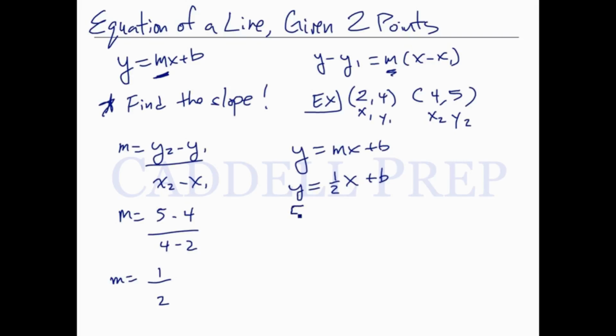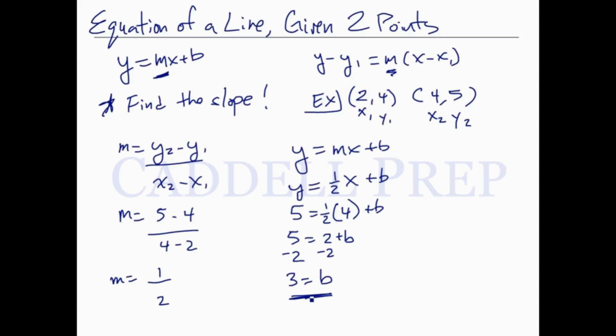So 5 for y, 1/2, then we're going to use the 4, plus b. We can solve for what b is. So 5 equals 1/2 times 4, which is 2, plus b. So minus 2 minus 2, 3 equals b.